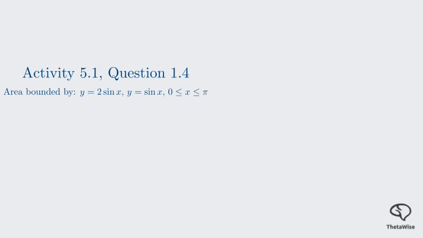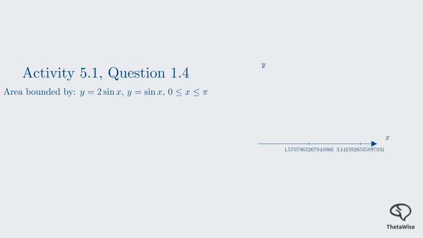Next up is a trigonometric area problem. We need to find the area between the graphs of y equals 2 sin x and y equals sin x over the interval from x equals 0 to x equals pi. Again, our first and most important step is to sketch these graphs within the given interval.